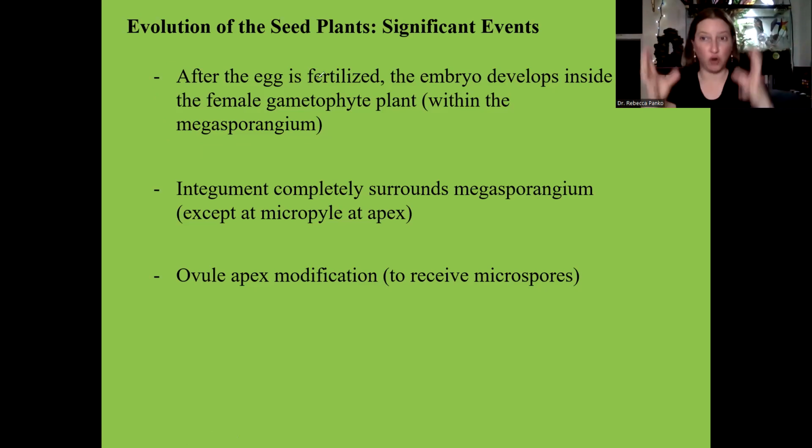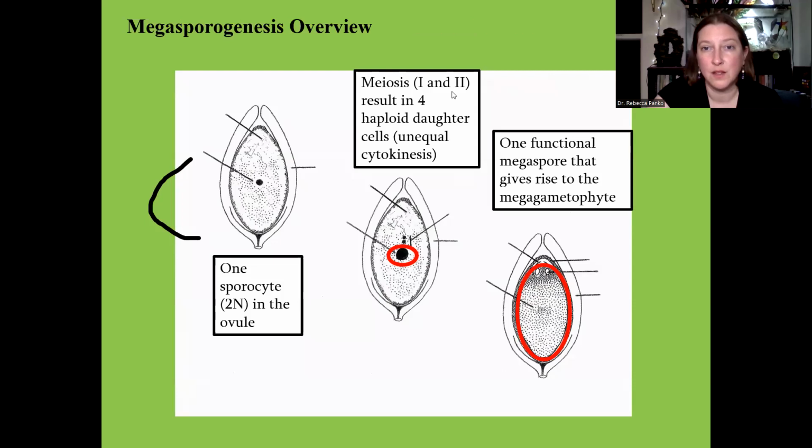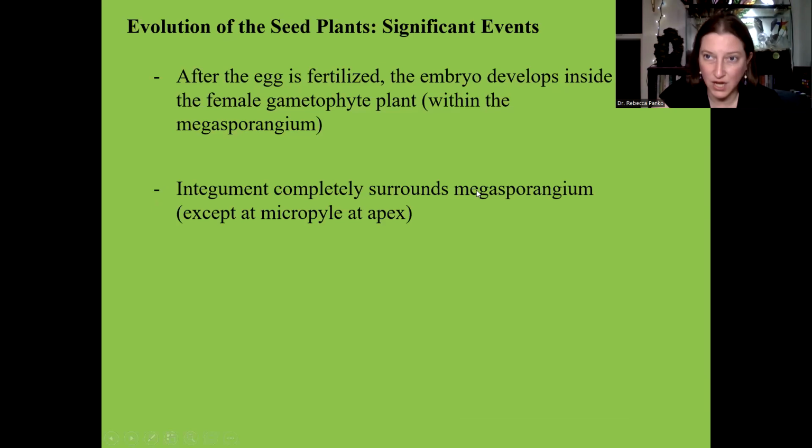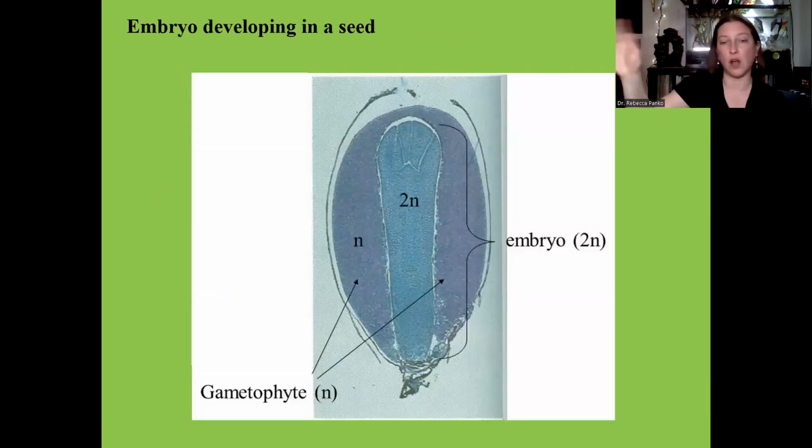Now we're going to talk a little bit about the structure of the ovule. The ovule has the integument surrounding it completely, except at that micropyle apex, where sperm enters. I'll go back real quick. There's a hole here called the micropyle where sperm will enter. Why is there a hole there? A hole doesn't give a lot of protection, but we need the sperm, the microspores, to get to the egg. We'll talk about that in a few slides.